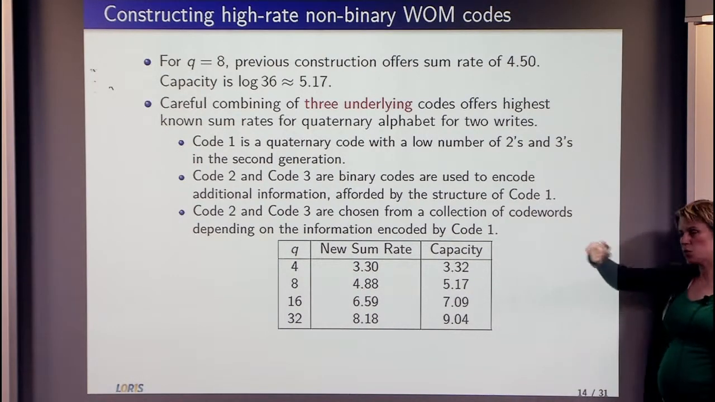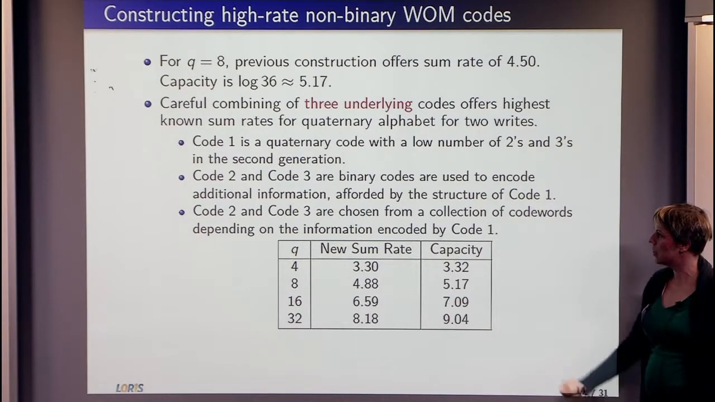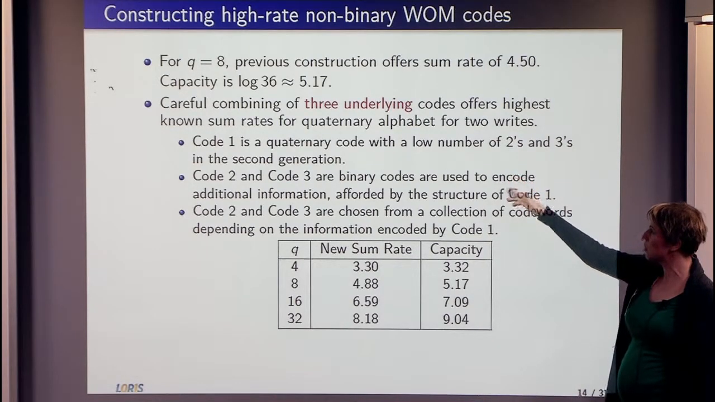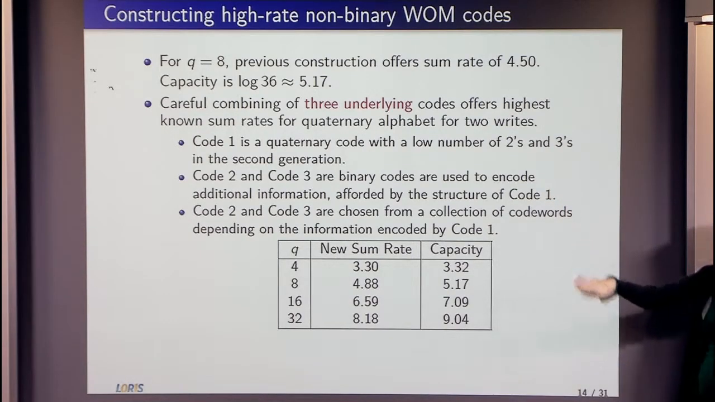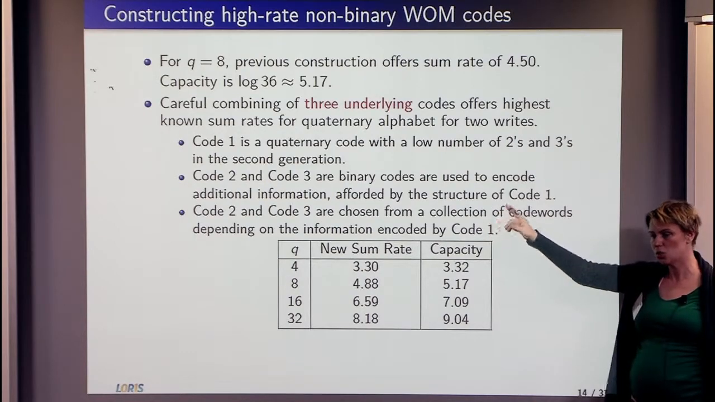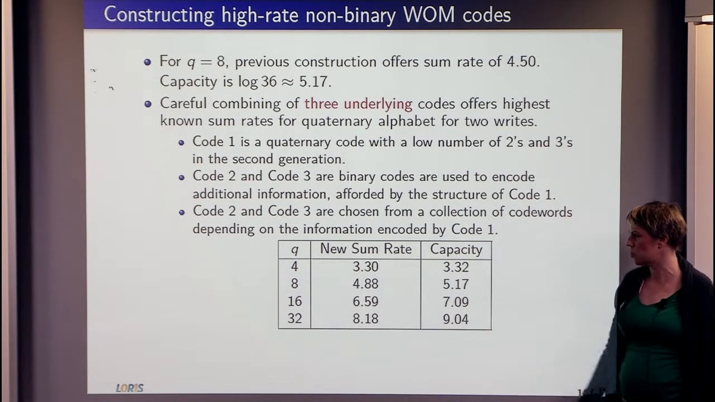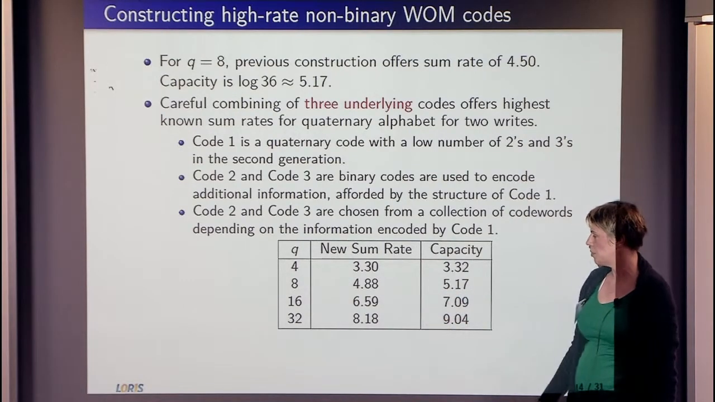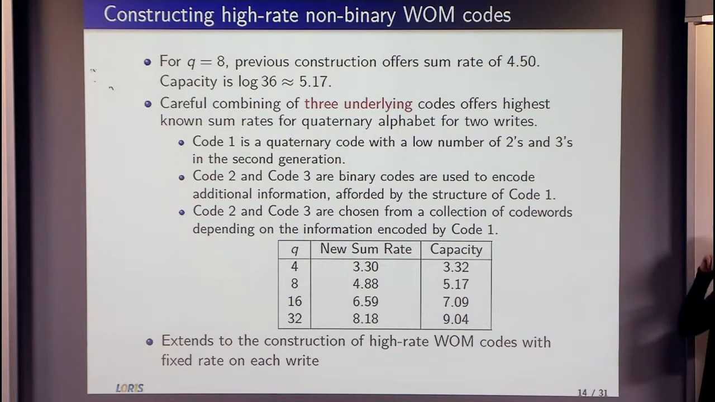Here, instead of using one constituent code, we're using 3 constituent codes. One code is a quaternary code with low numbers of 2s and 3s. And whatever was not encoded in that code, we use that leftover information to encode using 2 constituent binary WOM-codes. These are the new sum rates that we have been able to achieve, and this is the capacity, and as far as we know, this is the best you can do.